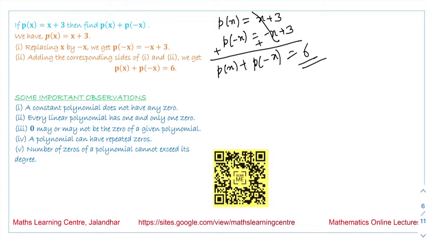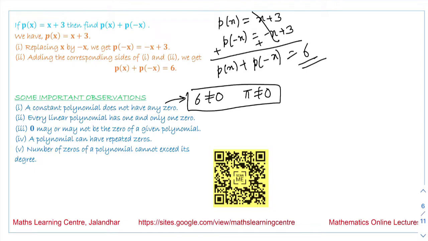So some observations we have noted over here. These observations you must keep in mind: a constant polynomial does not have any 0. A constant polynomial is, we are saying, the polynomial 6. It cannot be equal to 0. We are saying it is pi. It cannot be equal to 0. So a constant polynomial does not have any zeros because there is no x over there. For no values of x can it be equal to 0. So only the 0 polynomial is there.